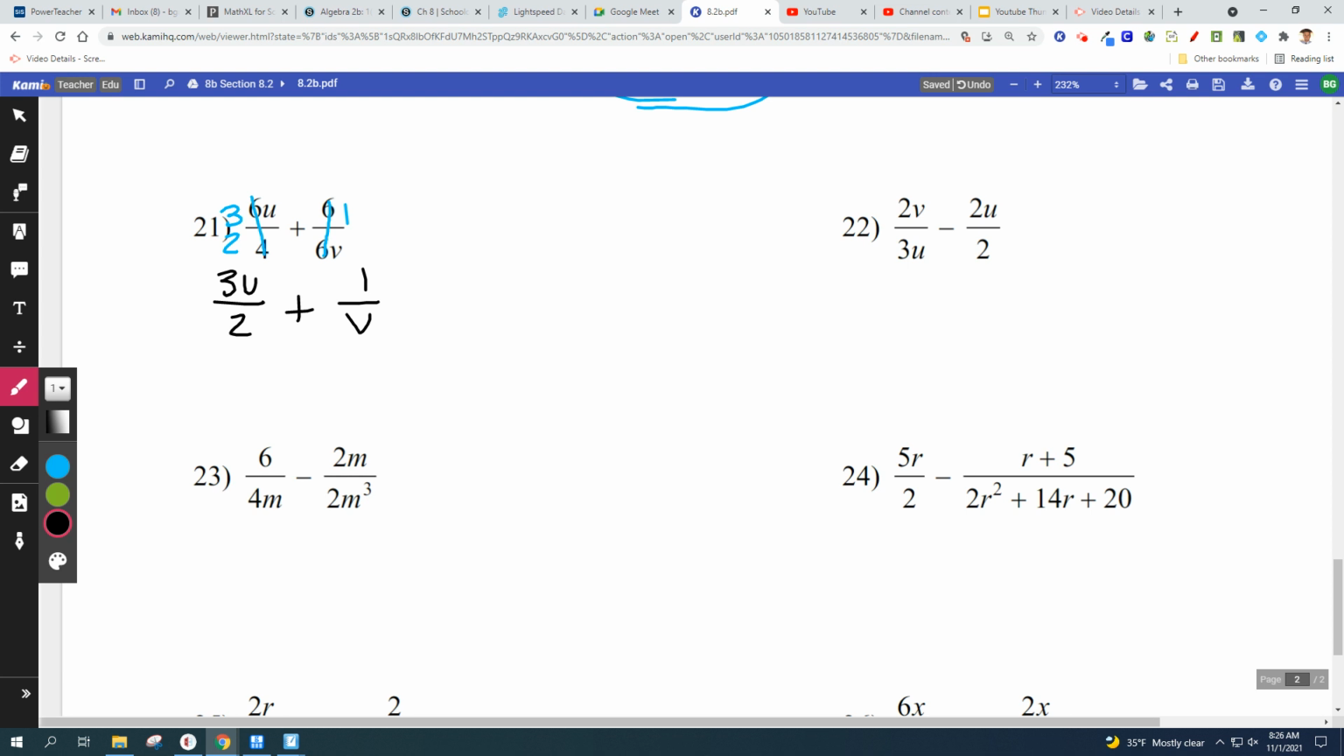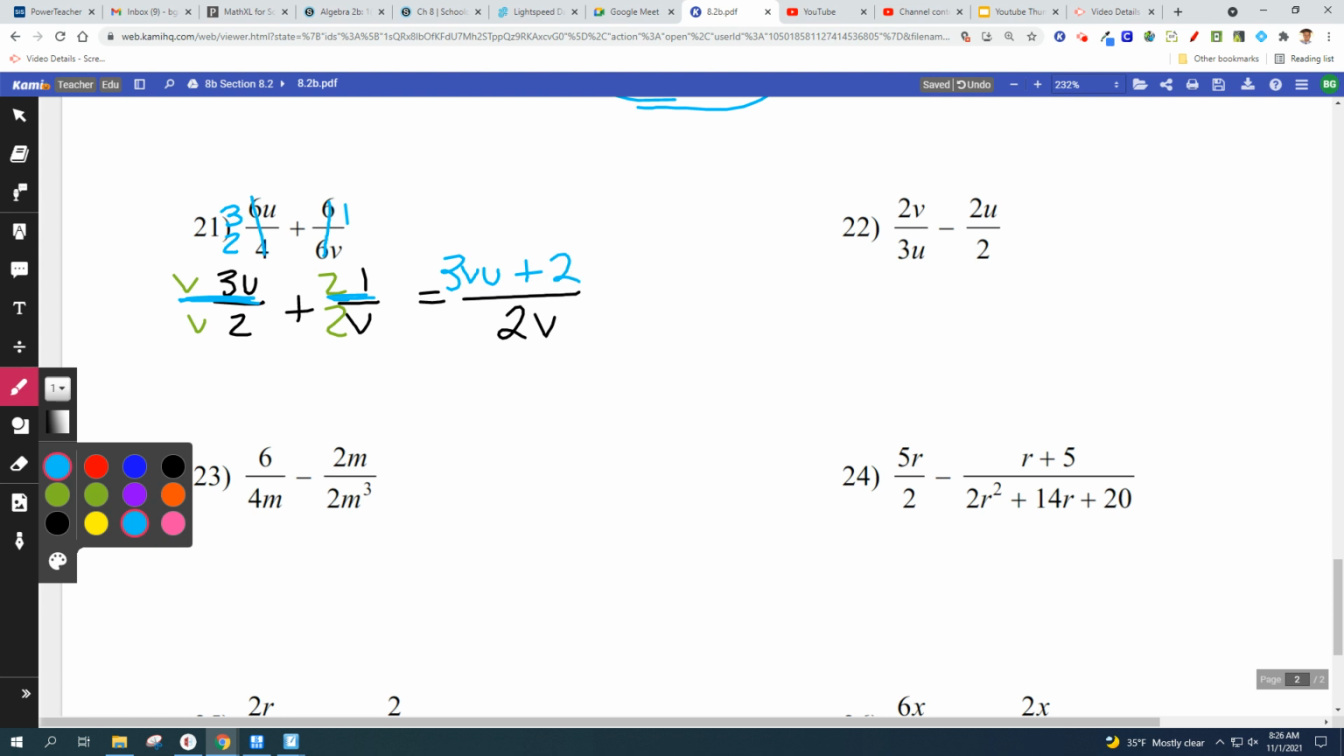But this problem is much easier, I think, than some of the others because it's very straightforward. This one needs a v, and this one needs a 2. Denominator is just going to be 2v. The numerator, this is 3vu, or uv, it doesn't really matter. And then this is 2. That's it. You can't reduce those 2's because you can't reduce something that's being added. You can only reduce factors. That's your answer.